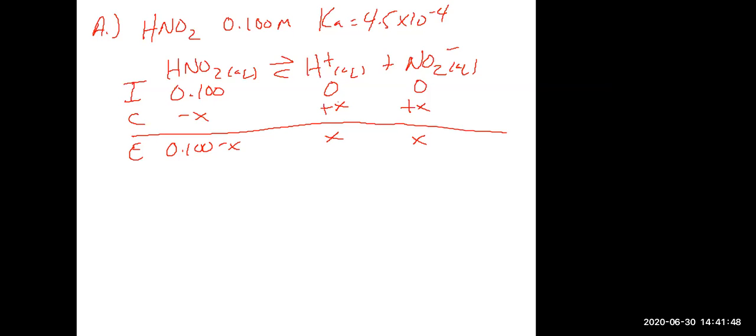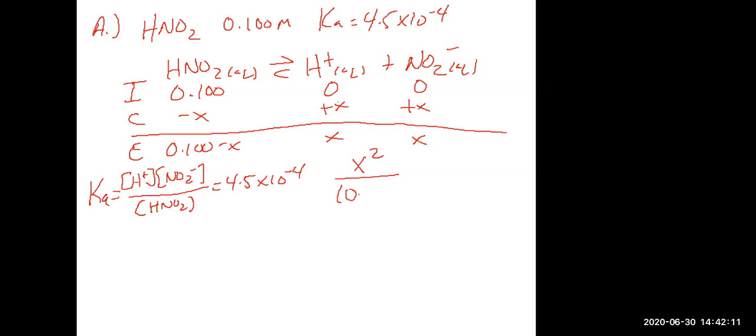So this is really just a Ka problem like we did in whatever chapter that was, 14 maybe. This is going to go into our Ka expression, which would be our products over our reactants, and that will equal our Ka value of 4.5 times 10 to the minus 4. That will give us x squared over 0.1 minus x equals 4.5 times 10 to the minus 4.